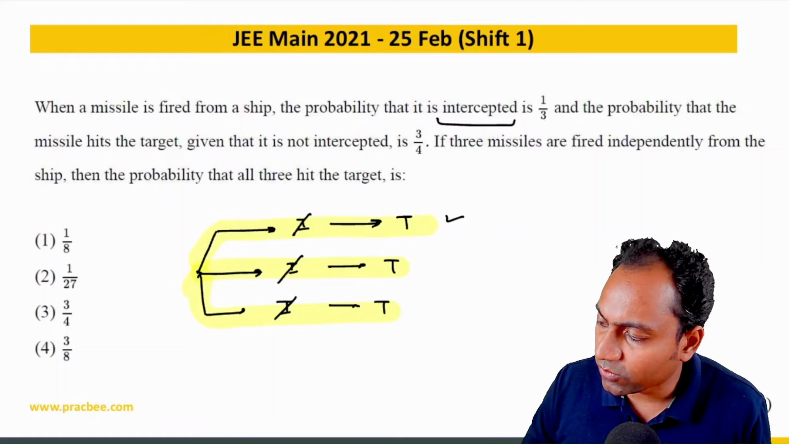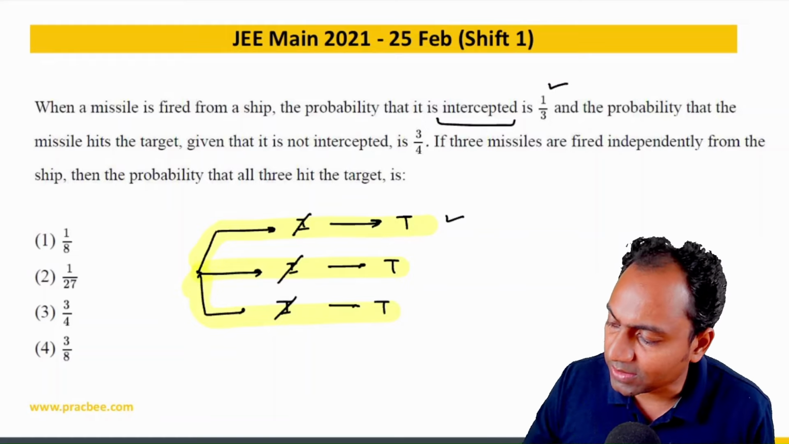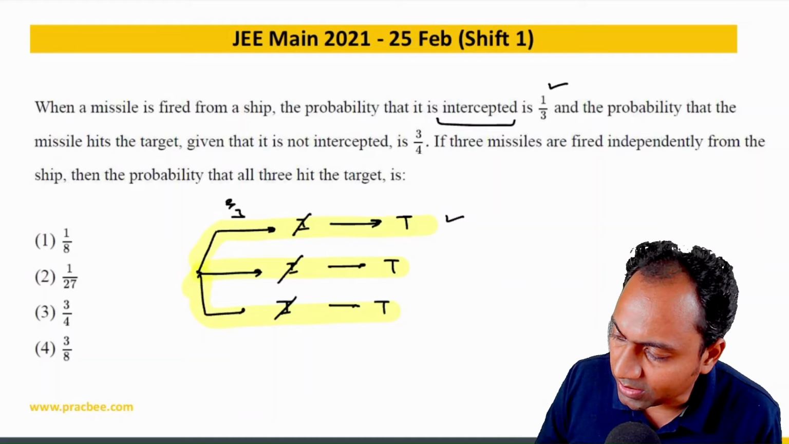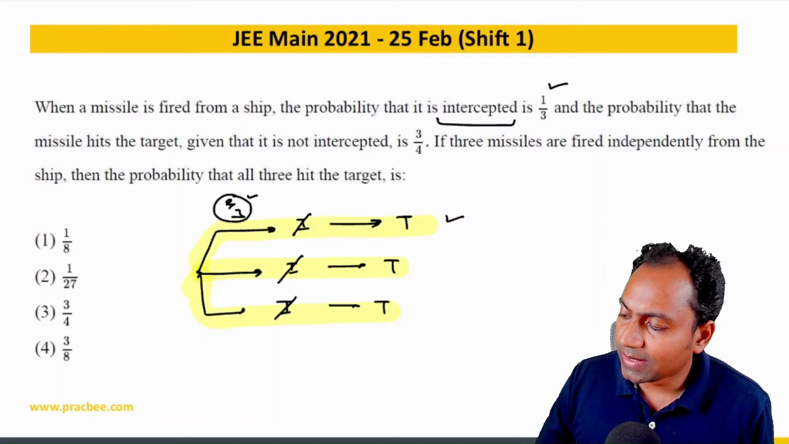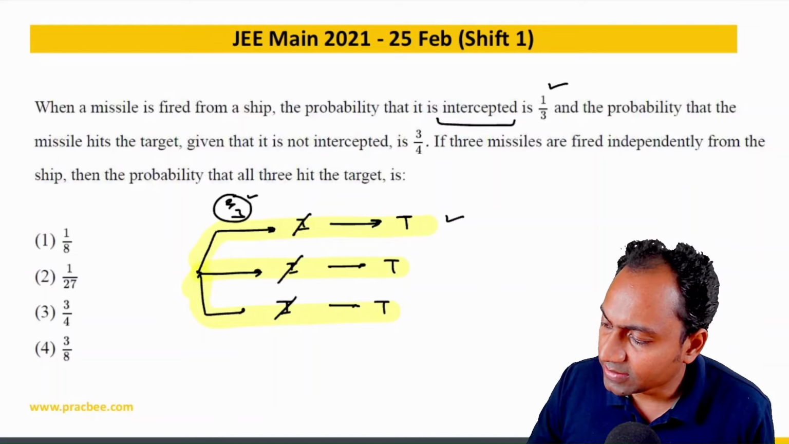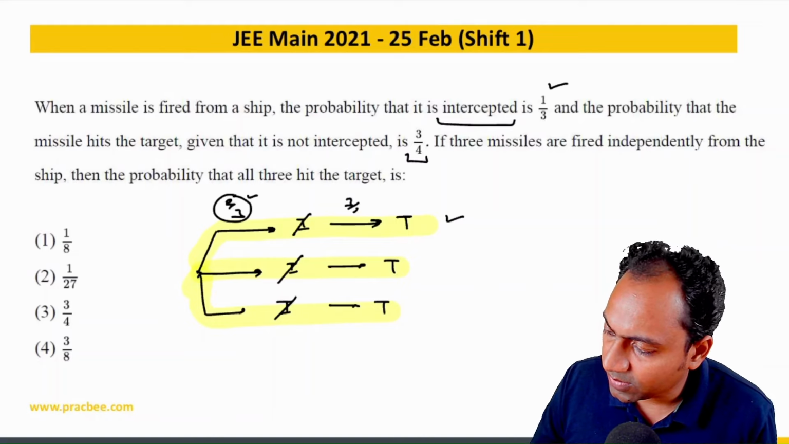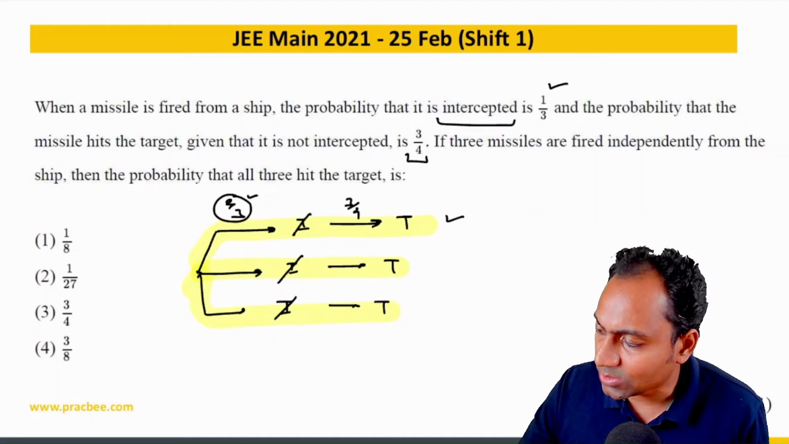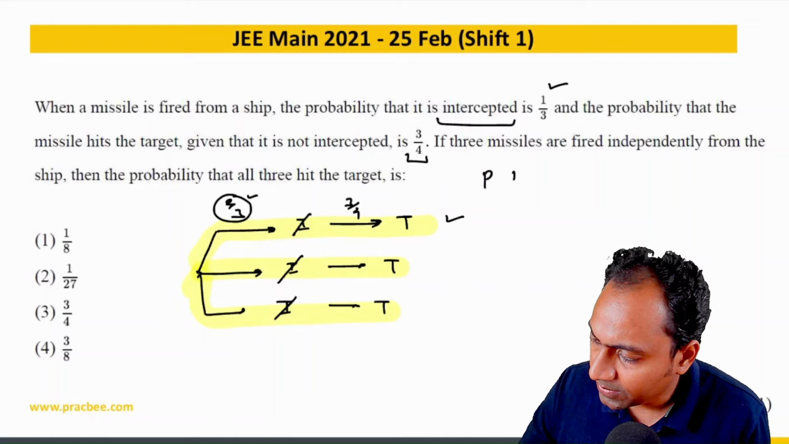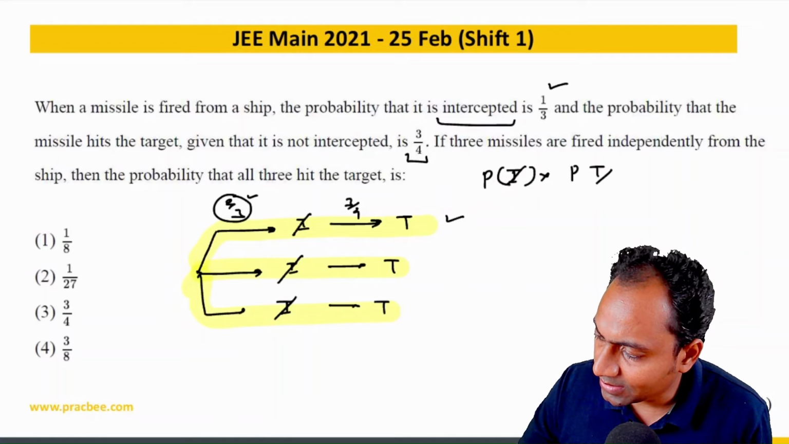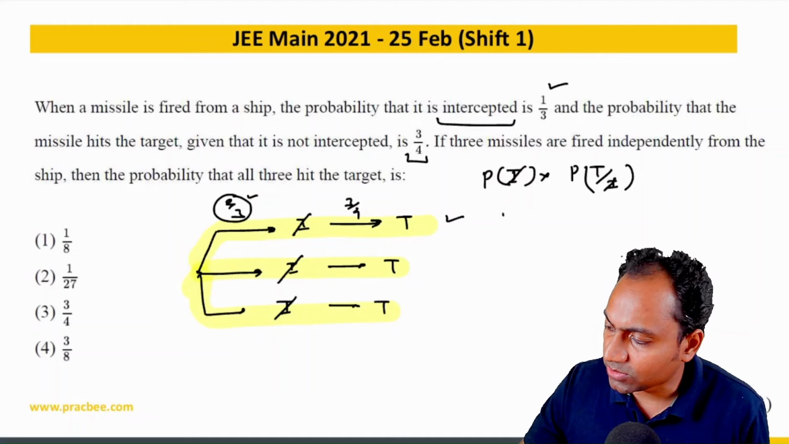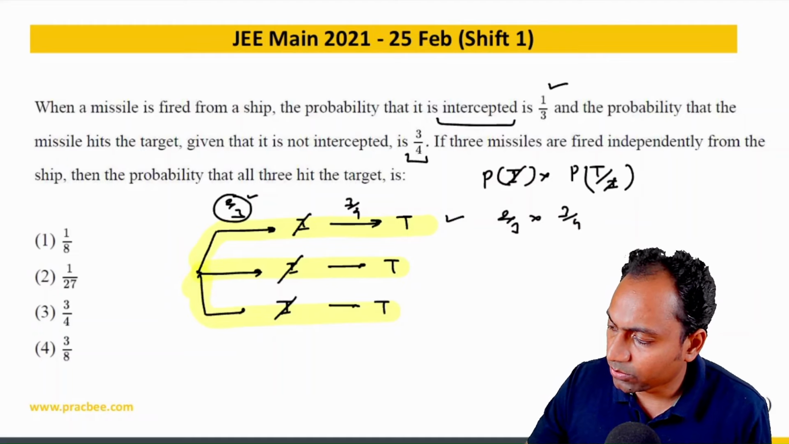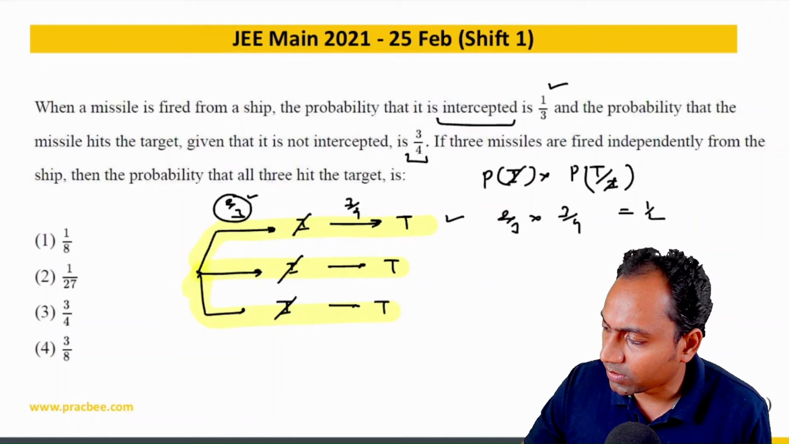So the probability of it getting intercepted is 1/3. So it not getting intercepted, the probability will be 2/3. And then it hitting the target is nothing but 3/4. So if I want to see what is happening in this case, this could be written as the probability that it is not intercepted, into the probability that it hits the target if not intercepted. So this will be the first one of these cases. So this becomes nothing but 2/3 into 3/4, and this is equal to 1/2.